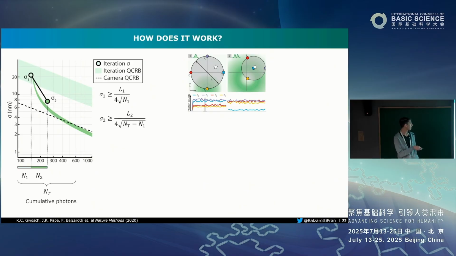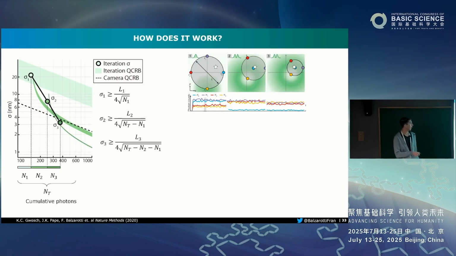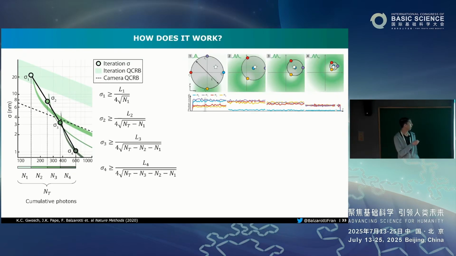And of course, at this square root law here will have an asymptote on n1, so this will go down very quickly. Then you can do this again and again and again, and if you're smart about this, you can remain in the non-asymptotic part of this dependence, which leads to a very, very sharp slope in the precision versus number of photons law.